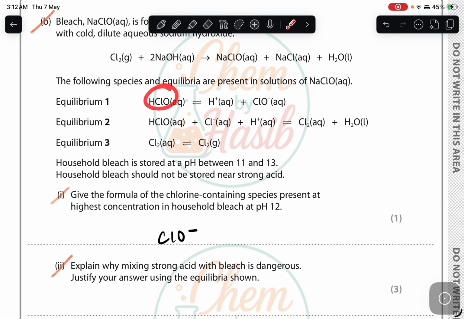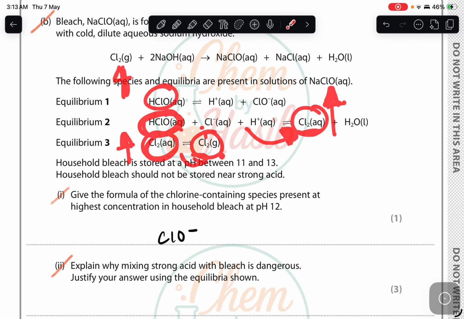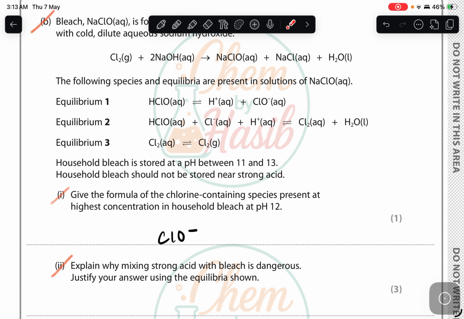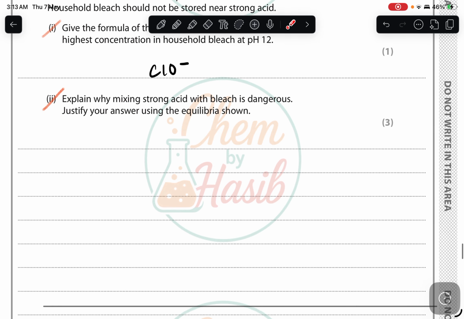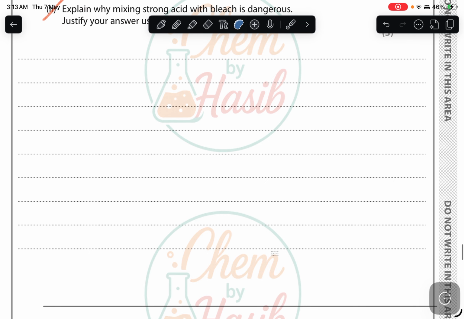Now, if the concentration of HClO increases, since this is also HClO, the position of the second equilibrium will shift to the right. When the position of the second equilibrium shifts to the right, the concentration of Cl2 will increase. Now when the concentration of Cl2 aqueous increases, equilibrium 3 will shift to the right, producing more and more chlorine gas. Now chlorine gas is toxic. This is how we write the answer here. So I have already written the answer for you. This is how you should write this answer.